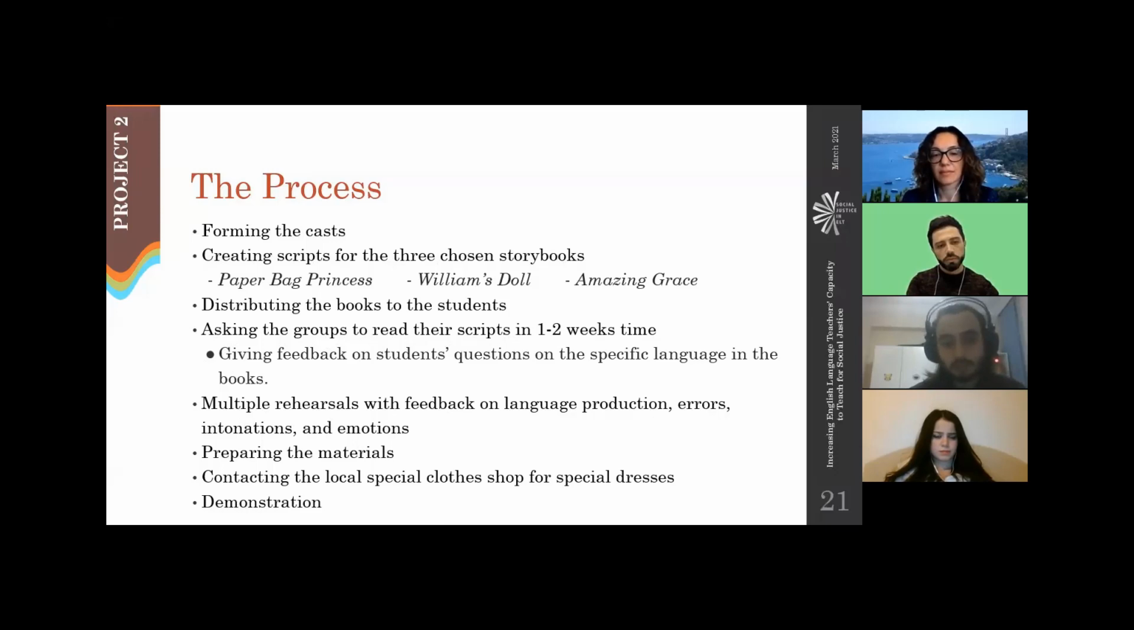And then I created the scripts, as I've said, and the 3 books are Paperback Princess, William's Doll, and Amazing Grace. Paperback Princess is about gender inequality, William's Doll is about gender stereotypes, and Amazing Grace is about racism. And then I distributed these books to the students, and I asked these 3 groups to read their scripts in 1-2 weeks time. I created the scripts and distributed them. And then I gave feedback in this 2 weeks time period because lots of them had problems with the English language in these books. And then I explained each of the rules or whatever the problem they had to them.